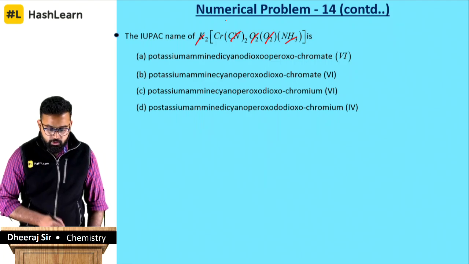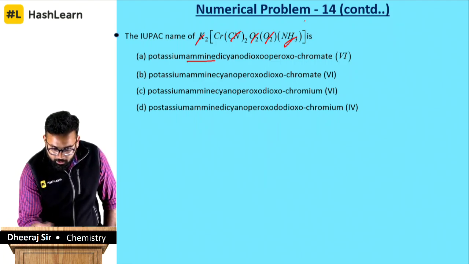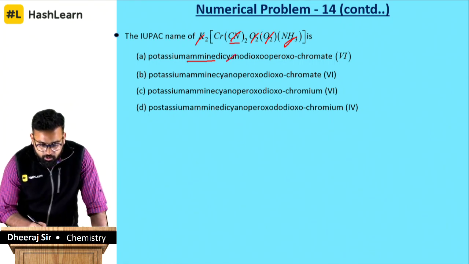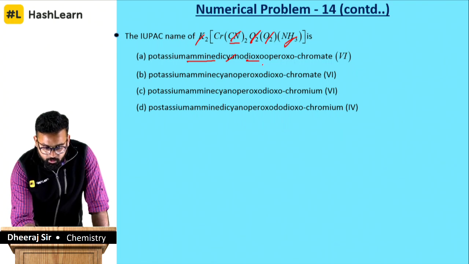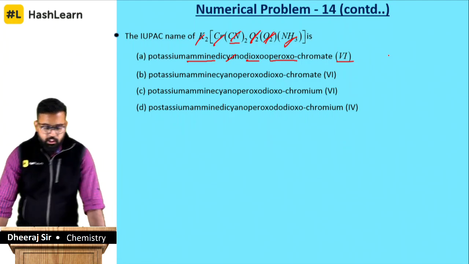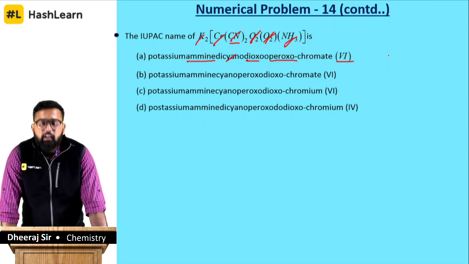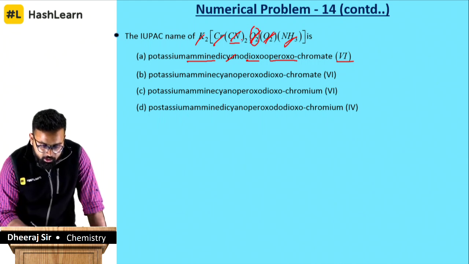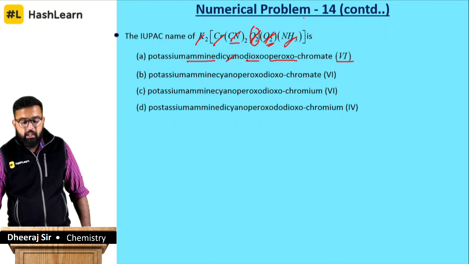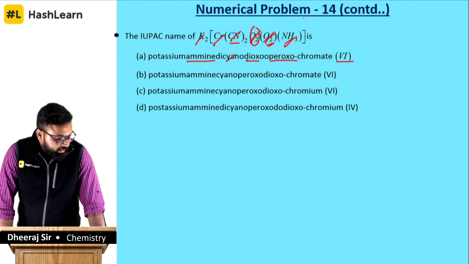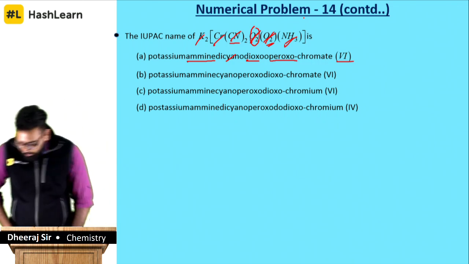Potassium, amine, dicyano, dioxo, peroxo, chromate 6. Therefore it is potassium amine dicyano dioxo peroxochromate 6. Dioxo because there are 2 oxygens involved here, and whatever is inside the square brackets indicated is peroxo. So it is peroxy linkage, peroxochromate 6. So it is option A.